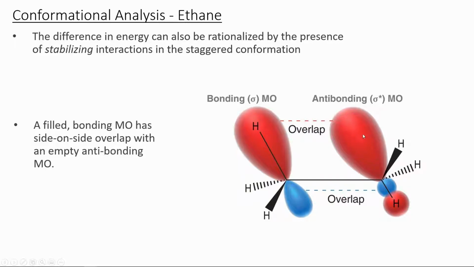And this antibonding orbital is empty. There's no electrons in it. And the bonding orbital has electrons in it. So we have an overlap between an empty orbital and a filled orbital. And this is another stabilizing type of interaction that can occur.